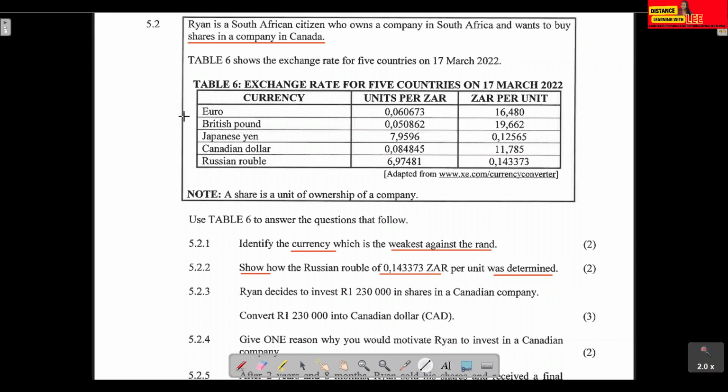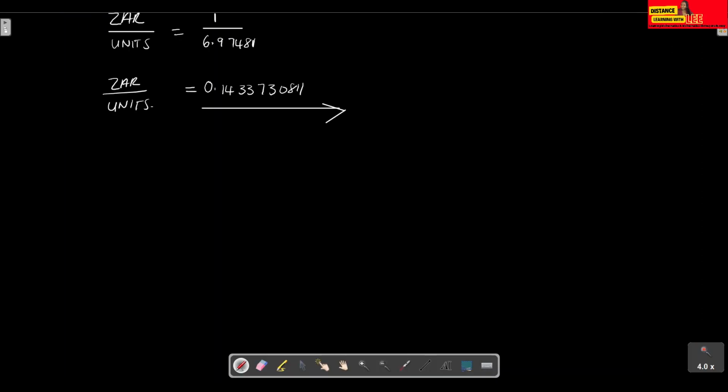If you have €1, how many rands do you need to have €1? How many rands you'll need to have 1 British pound. So we're going to be using the last column to help us convert from rands to the Canadian dollar. Because we already know that for you to get 1 Canadian dollar, you need how much? 11 rand and 785 cents.